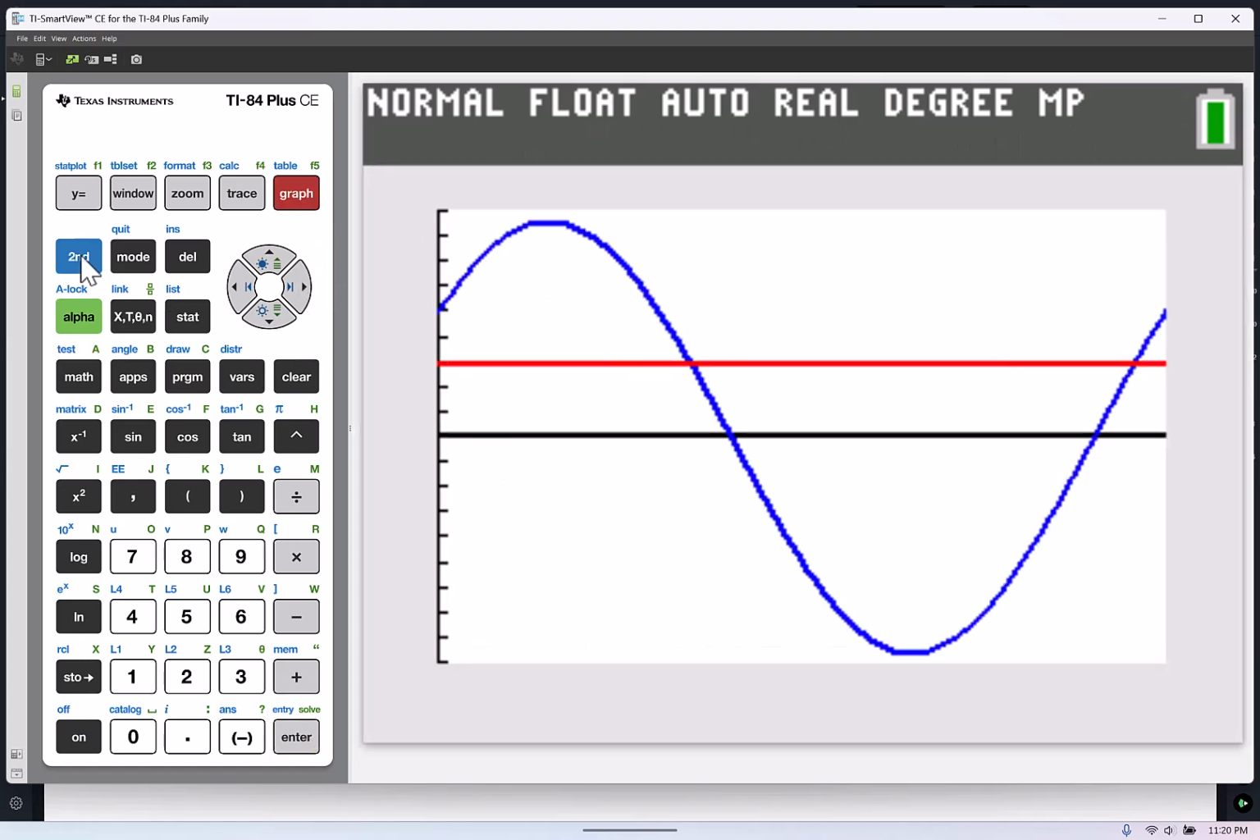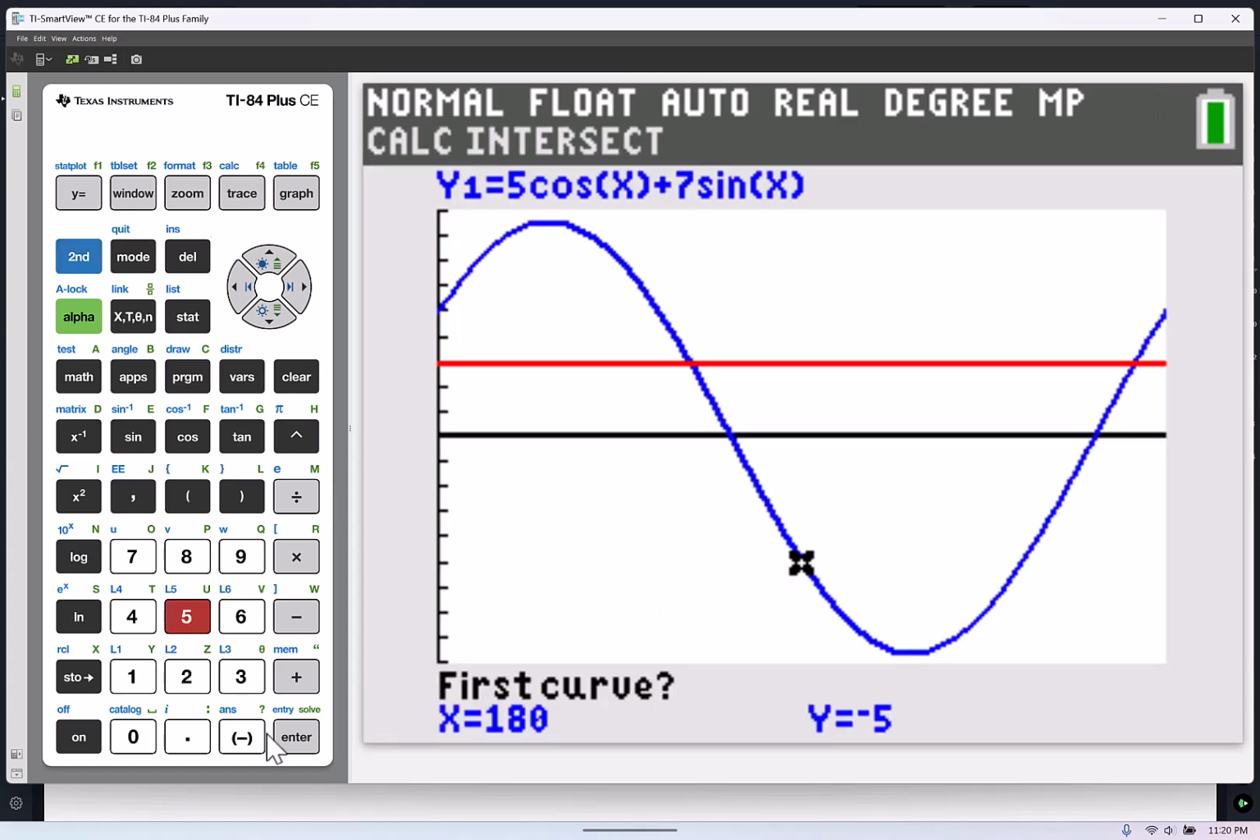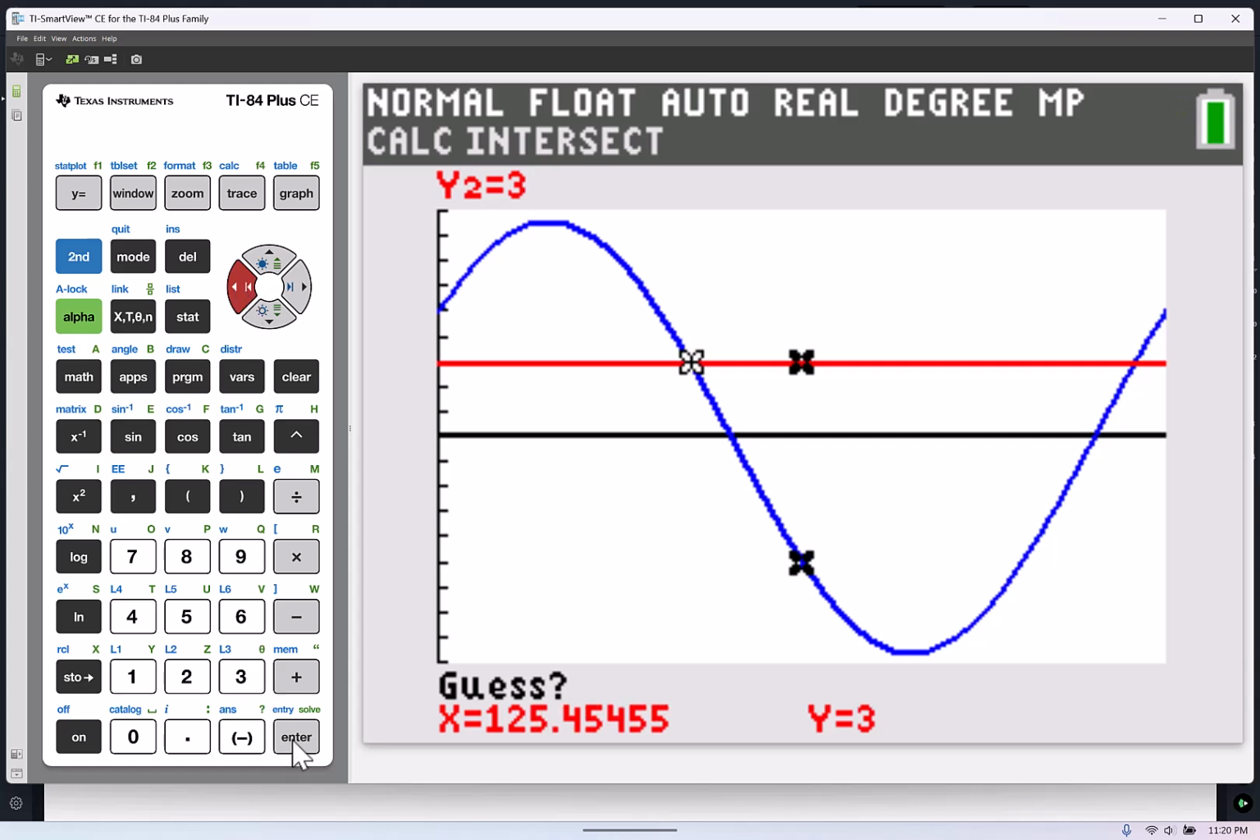So look, check it out. Second, calculate number 5, enter, enter. I scroll to this guy, push enter. 124.051, it works. Second, calculate number 5, enter, enter. Scroll to this dude over here. Push enter. And there it is, it works.